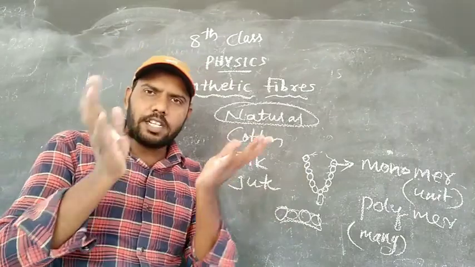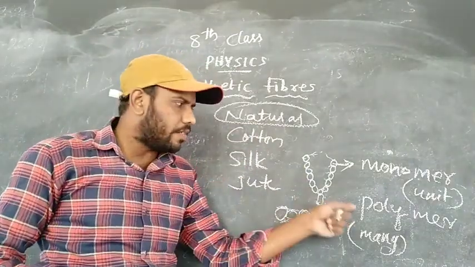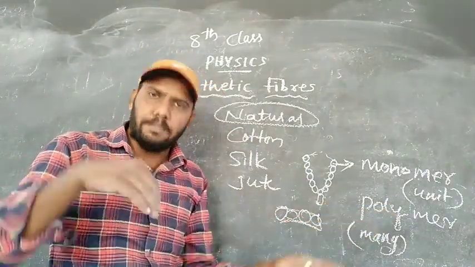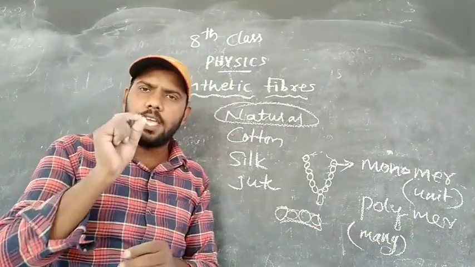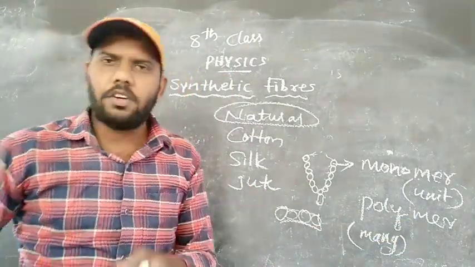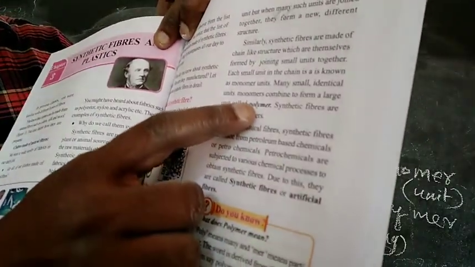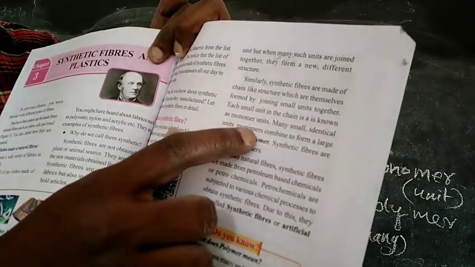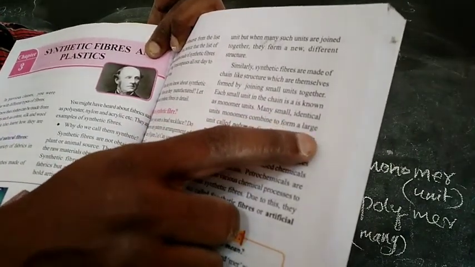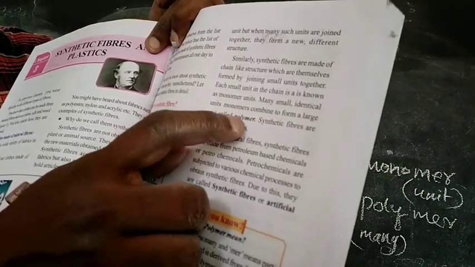When single units are together, a group of single units, we call it a poly. Poly means many units. So many units together we call a polymer. In your textbook you can find the definition of the polymer. Can you understand, children? Many small identical unit monomers combined to form a large unit is called a polymer.